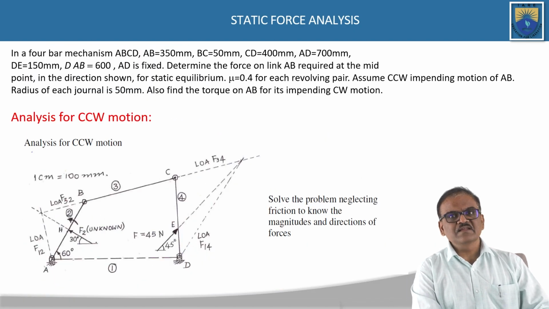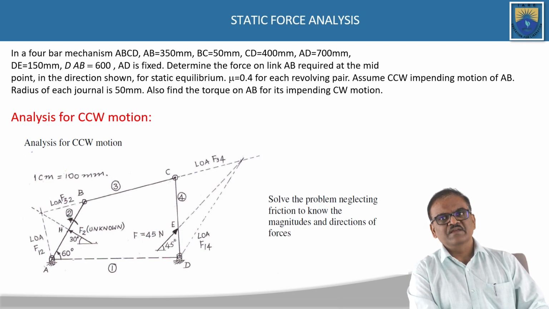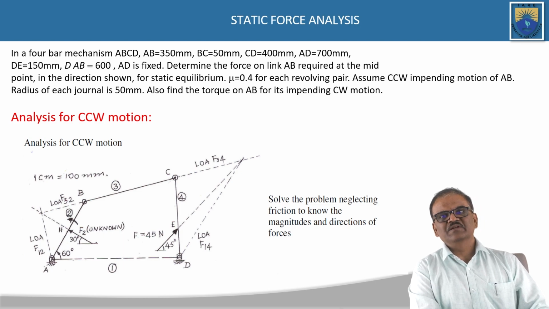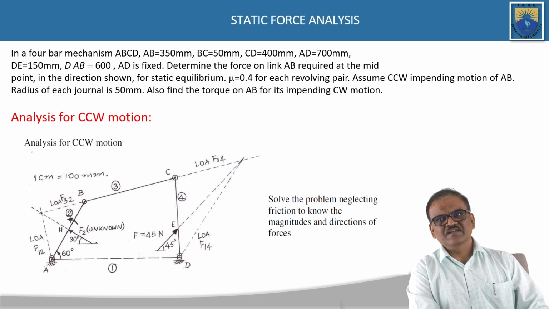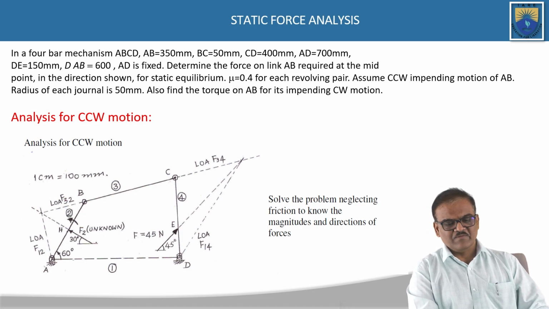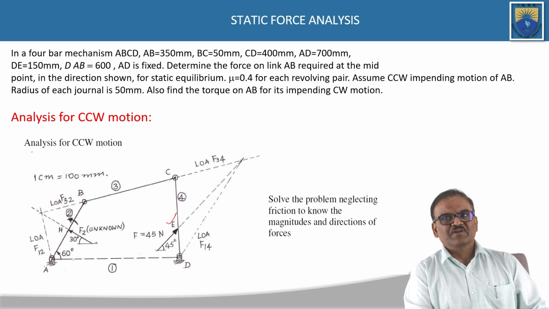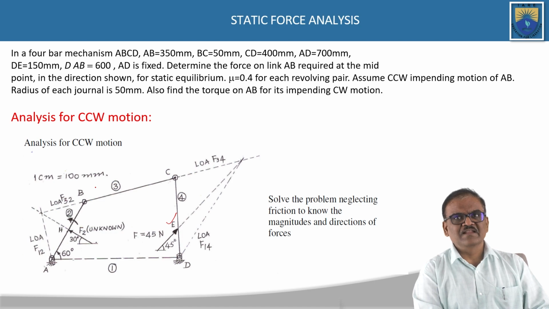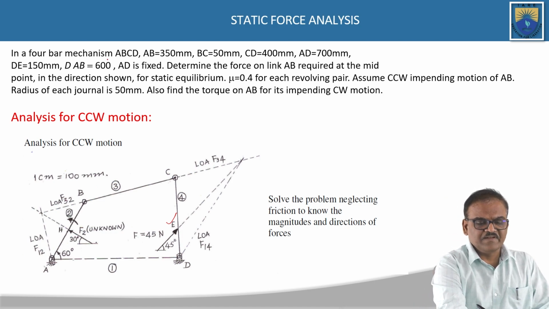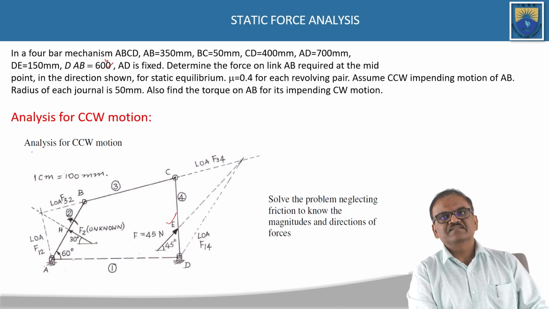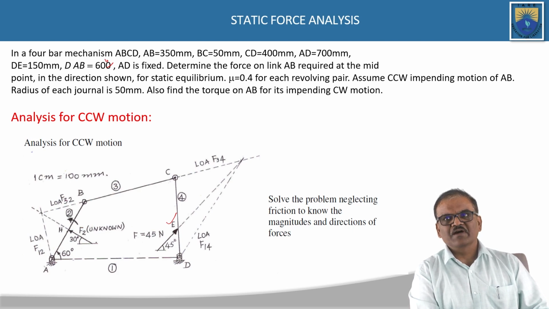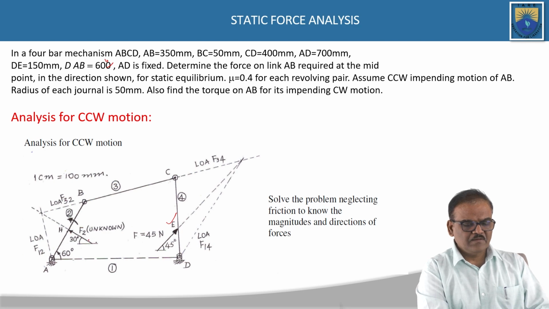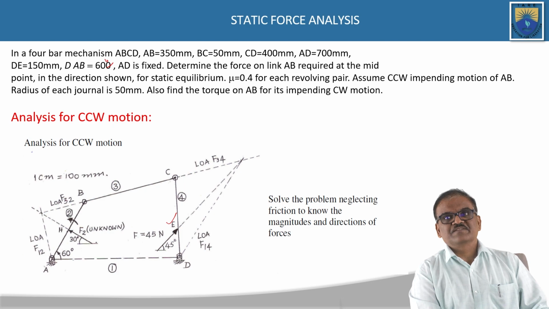With this, we will further try to understand a four bar mechanism ABCD, where AB is 350 millimeters, BC is 50 millimeters, CD is 400 millimeters and AD is 700 millimeters, and DE, the link I have put here, is 150 millimeters, and angle DAB is 60 degrees and AD is fixed. Determine the force on link AB required at the midpoint in the direction shown for static equilibrium.